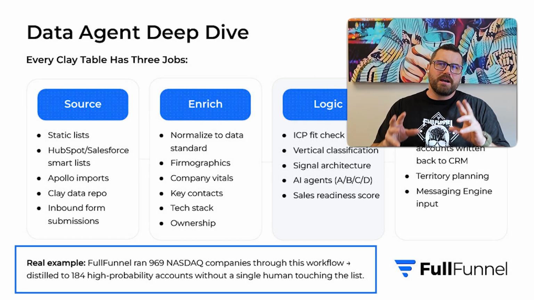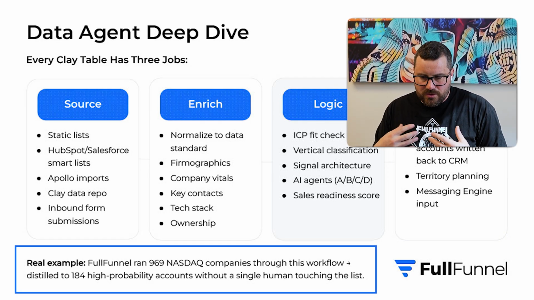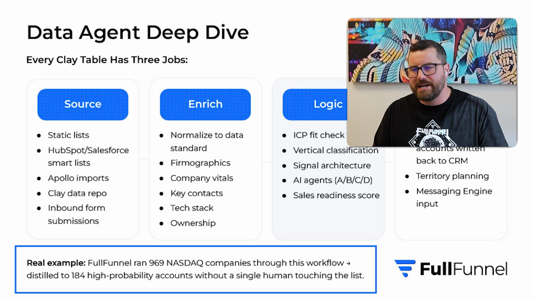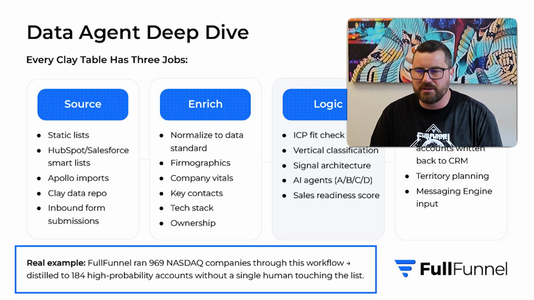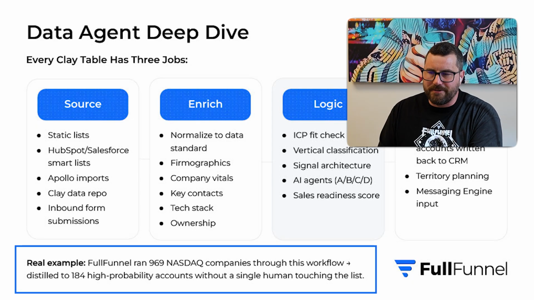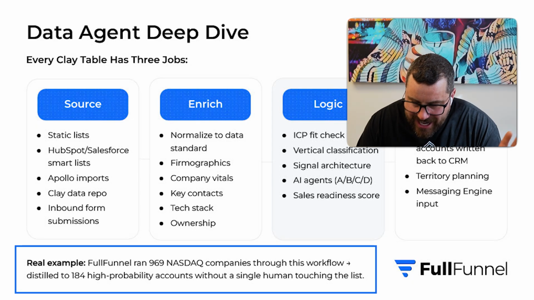The example I've talked about a lot is, imagine FullFunnel wants to go after the tech community. We take 969 NASDAQ companies and we boil it down to the 184 high-probability accounts that we should go after. And that's without any human touching the list. Now, once you solve this problem, a couple things happen.